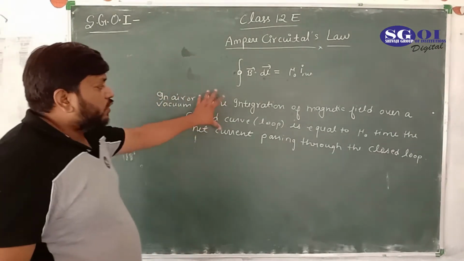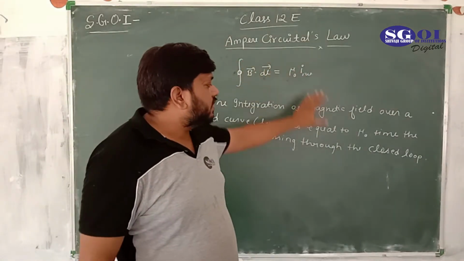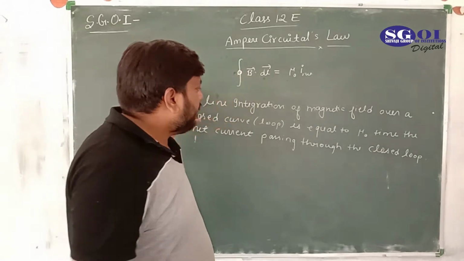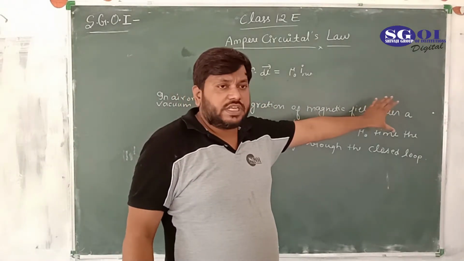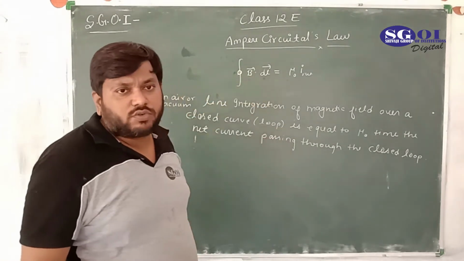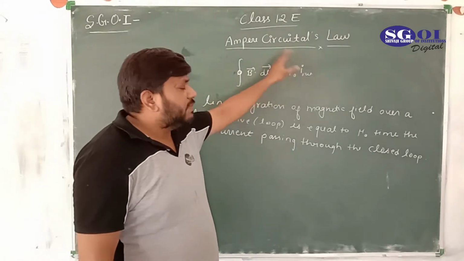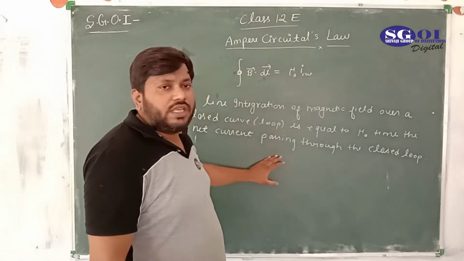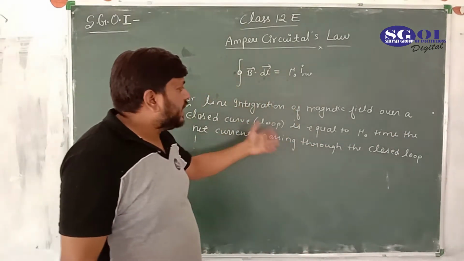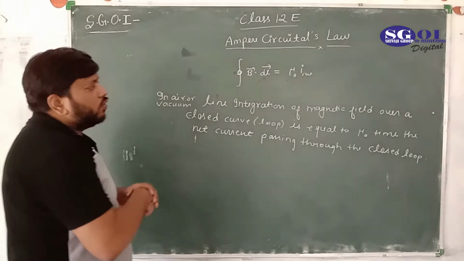This is the theoretical part of Ampere's circular law, and this is the mathematical version of this statement. So if you are asked for Ampere's circular law, you have to first give this statement and then write the mathematical expression. And for learning purposes, if you remember this mathematical expression, you can easily make the statement from it. Okay? So this is Ampere's circular law.